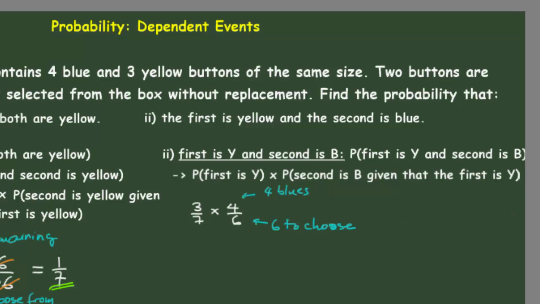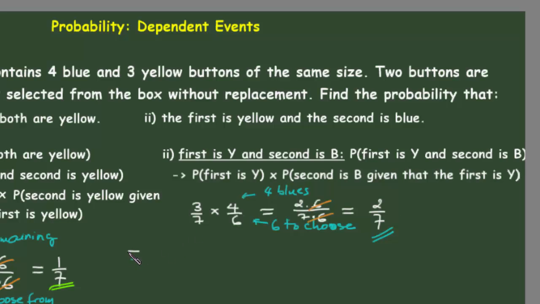So this is going to give us 12. It means 2 times 6 over 7 times 6, and as you can see, the 6s cancel out, and we're going to have 2/7. That's the probability of having the first button yellow and the second one blue.